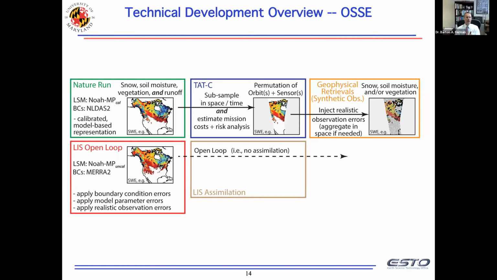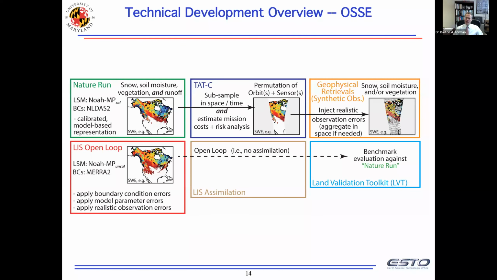We're going to skip the assimilation phase, and we just call this the open loop. And then we're going to run our benchmark evaluation using something that we'll call the Land Validation Toolkit. We'll compare soil moisture versus soil moisture, snow versus snow, vegetation versus vegetation, runoff versus runoff. We'll run all sorts of statistics across space and time, and we will see exactly how far from the truth our open loop is. At this point, we have a benchmark for how good or bad we're doing.